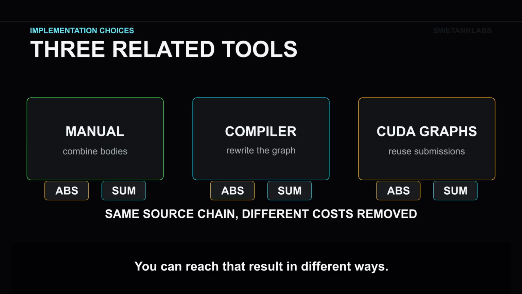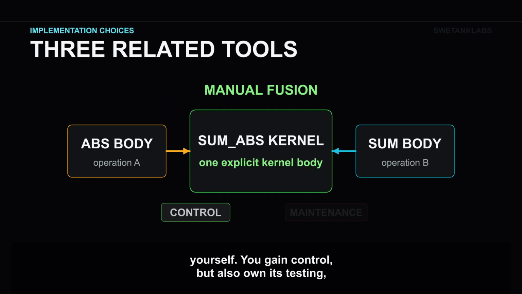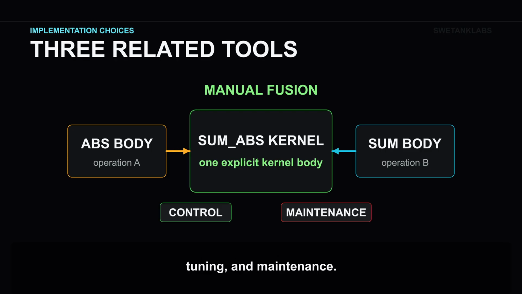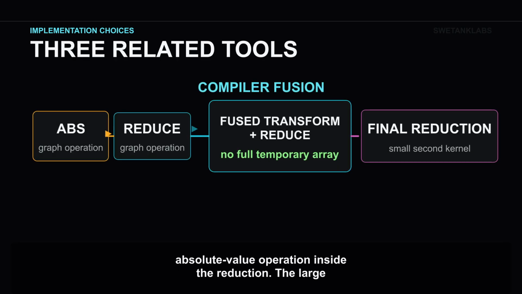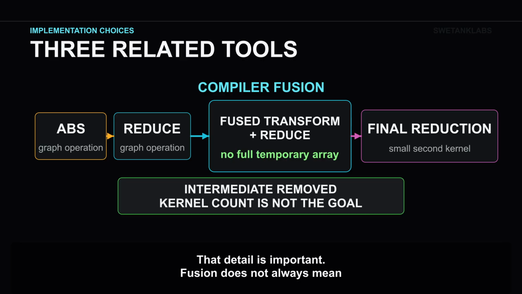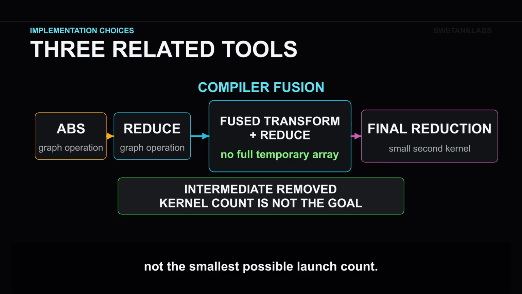You can reach that result in different ways. With manual CUDA fusion, you write the combined kernel yourself. You gain control, but also own its testing, tuning, and maintenance. A compiler can fuse operations for you. In NVIDIA's torch.compile example, the compiler moves the absolute value operation inside the reduction. The last temporary disappears, although a small second stage kernel remains. That detail is important. Fusion does not always mean exactly one kernel. The real target is unnecessary work, not the smallest possible launch count.